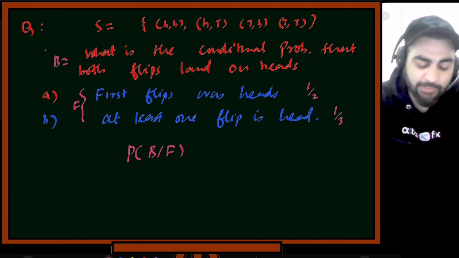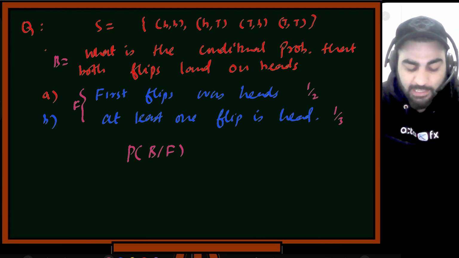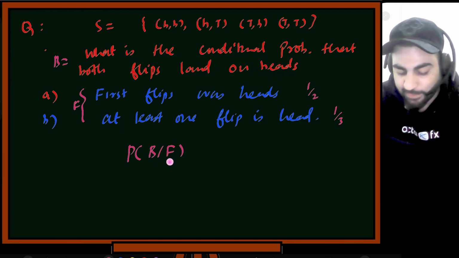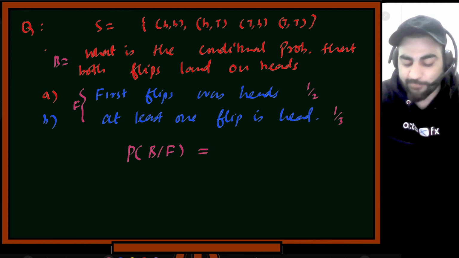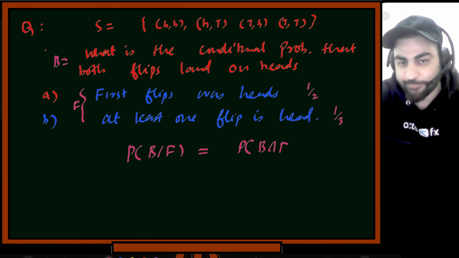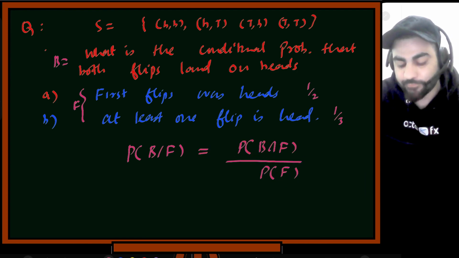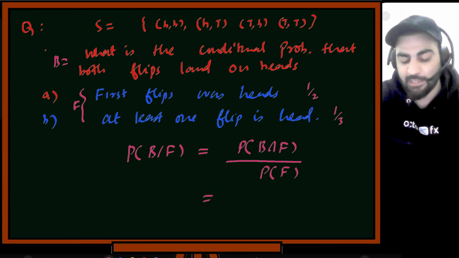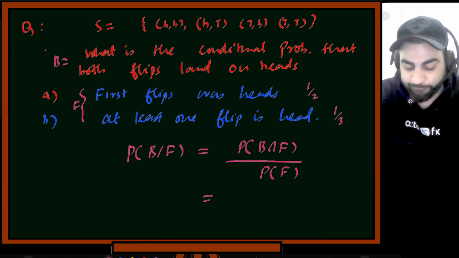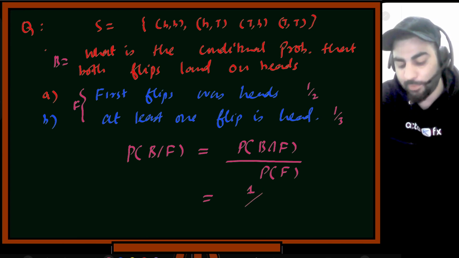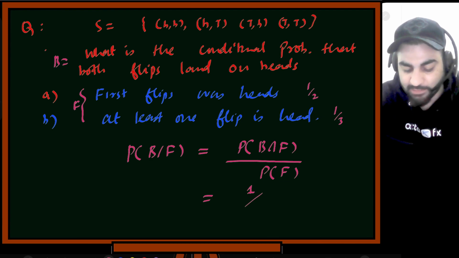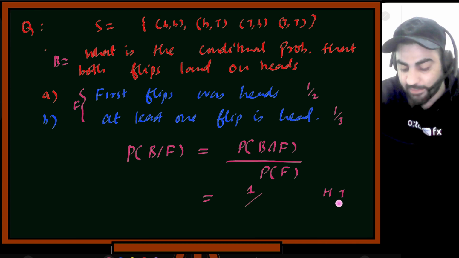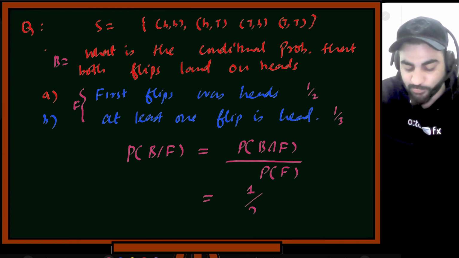So here, the event B is that both flips land on heads, and F is that the first flip lands on heads. So this is the probability of B given F. I can write it as the probability of B intersection F divided by the probability of F. So what is the intersection? The both-heads outcome, that's only one, divided by the number of outcomes where the first flip is head, which can be head-tail and head-head. So there are two such events. So this is 1 by 2.